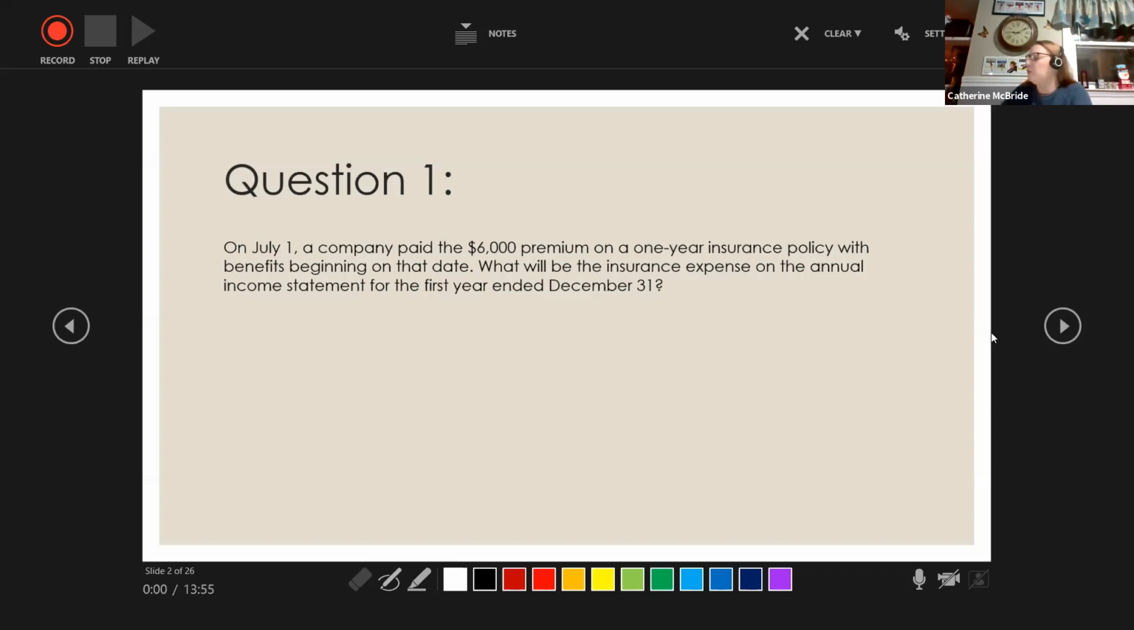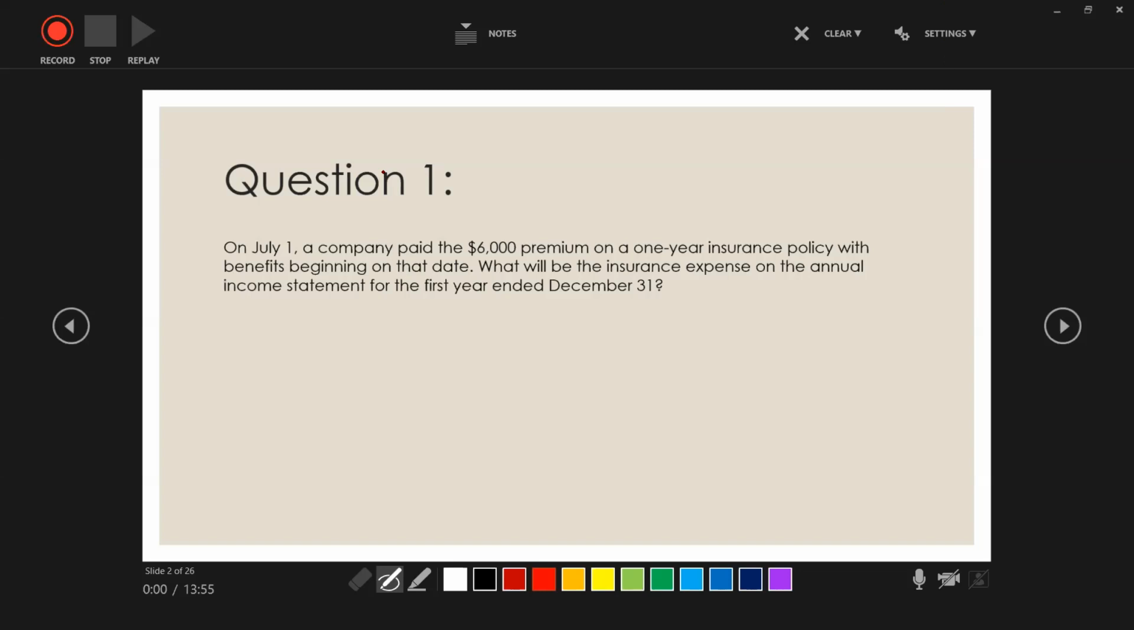So the first thing you want to do is look at this and say, okay, what is it I'm trying to find? Annual income statement? The expense, exactly. You're looking for the expense. So we're trying to find out how much the insurance expense is. So what do we know?